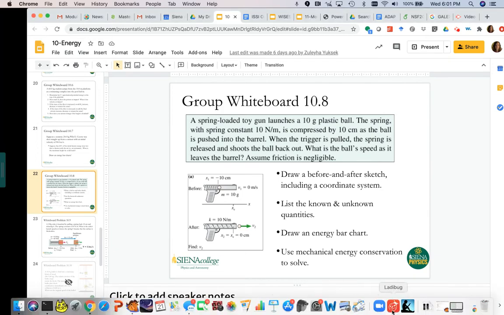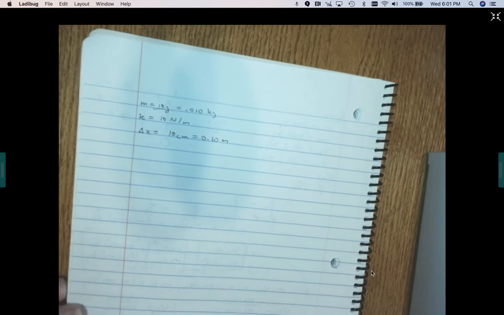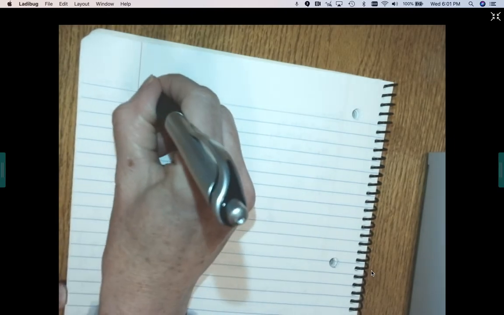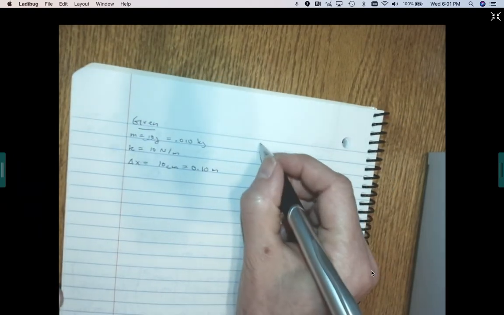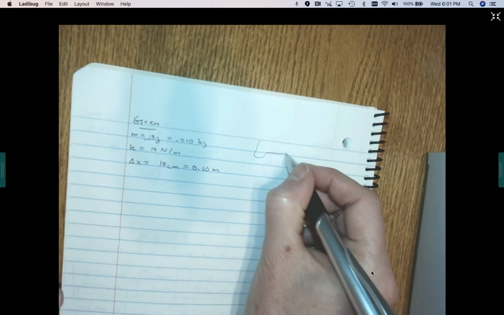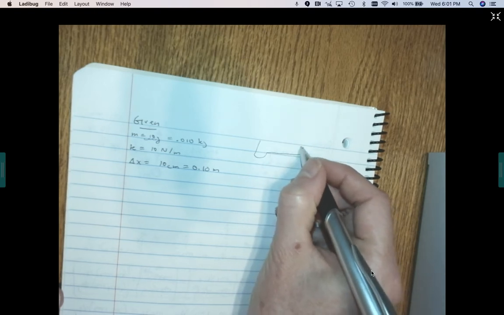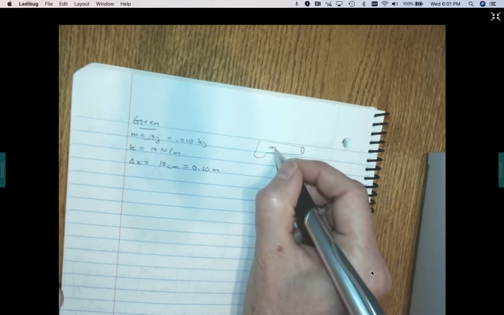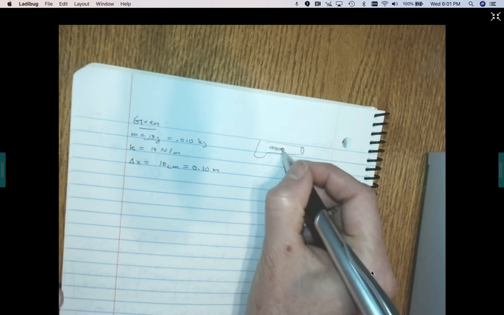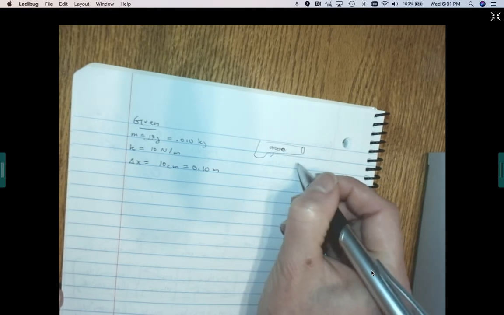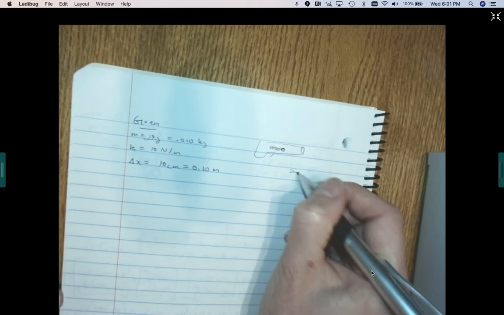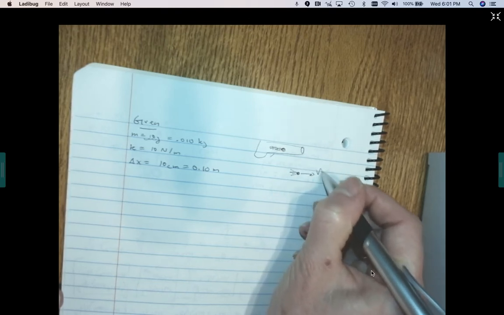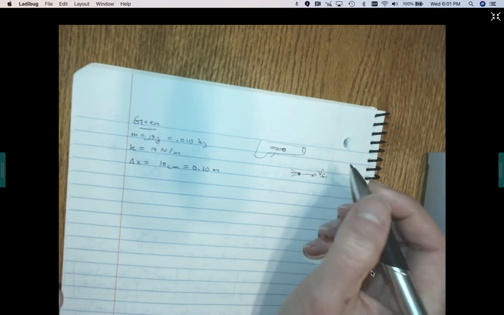Let's go to our ladybug. Okay, so I've started making our list of what we are given here. And we want a picture. So we have our gun, little toy gun here, and we have a spring that's compressed. And then you fire the gun, and then the ball is going to exit with some speed, v final.